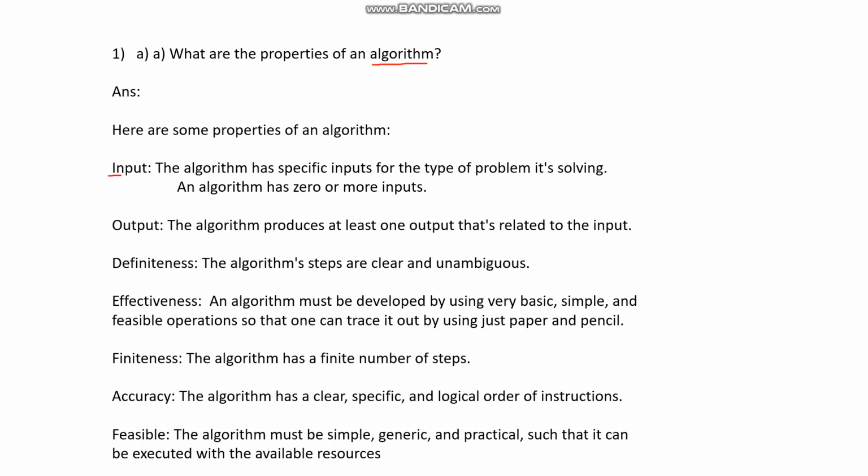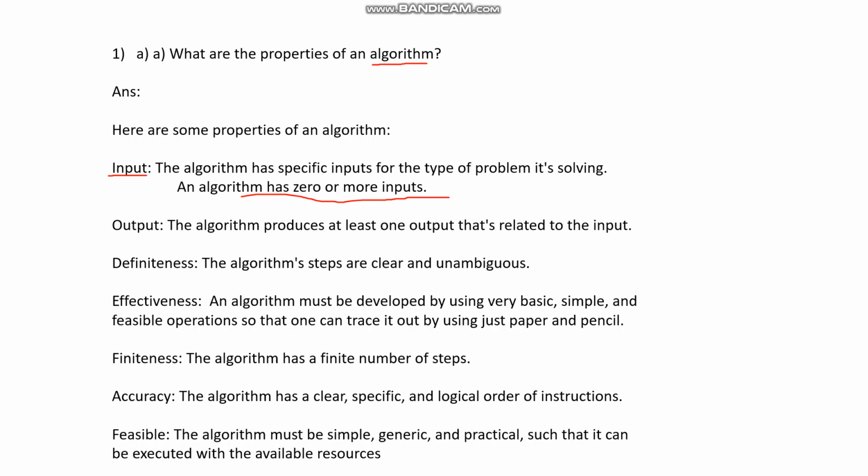The very first property is the input. The algorithm will take a specific input in a specific range. The algorithm has a specific input for the type of problem it is solving. Depending on the problem, it takes the input values. If the problem is taking integers, it accepts integer data. If the problem is solving string type of data, it takes string data. And sometimes the algorithm may not take input also. That's why an algorithm may have zero or no inputs.